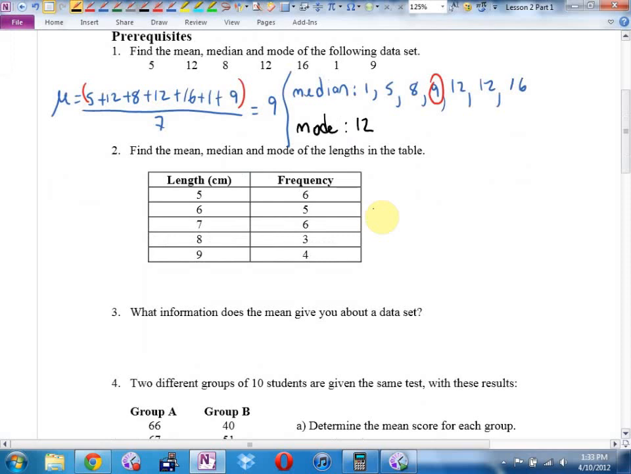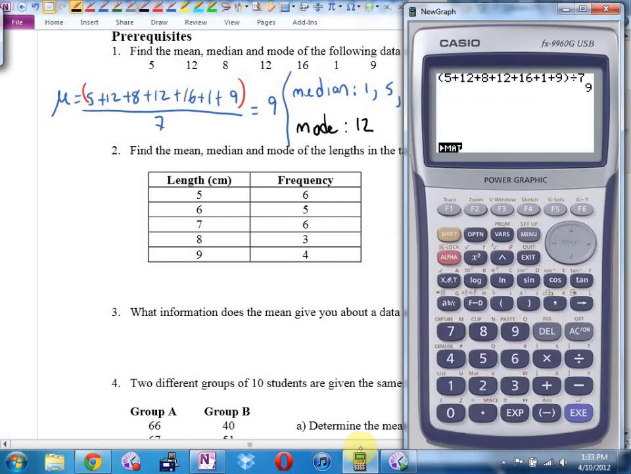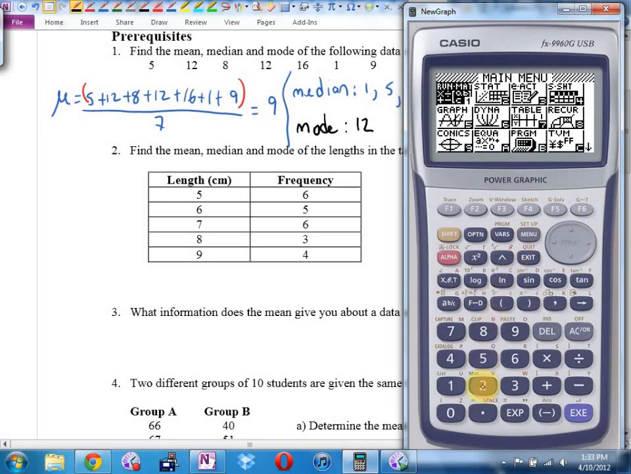Number 2 says find the mean, the median, the mode of the lengths in the table, and it gave us the frequency chart. You know what? Let's use the frequency chart. So now, Joe, I'm going to go menu and option number 2, which is stat.